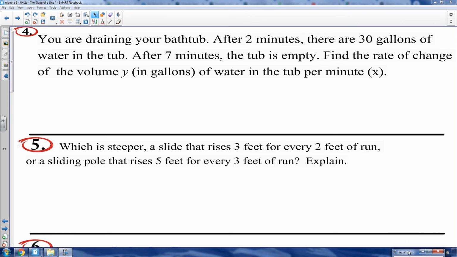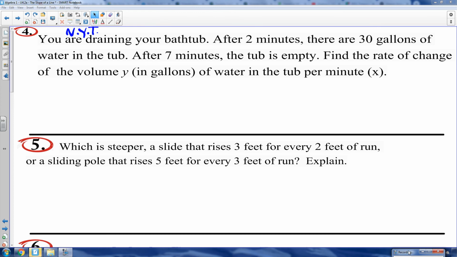So this question is a pretty good question. You're draining your bathtub. After 2 minutes, there are 30 gallons. After 7 minutes, the tub is empty. This is another good now you try. So I know you just paused the video and tried a problem. I'd like you to also try this problem, okay? So give that a shot.